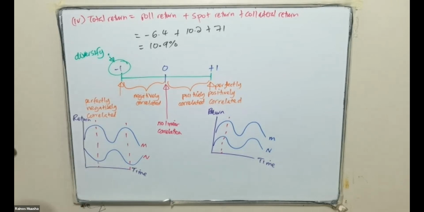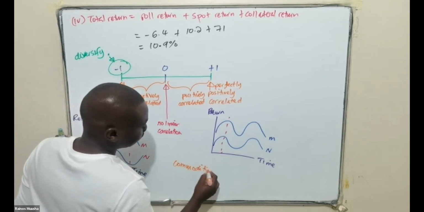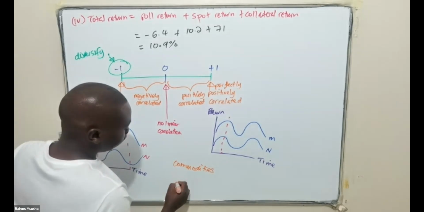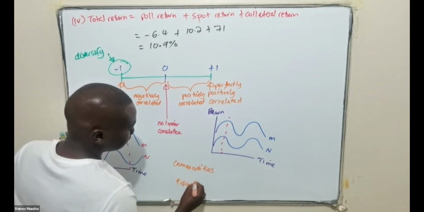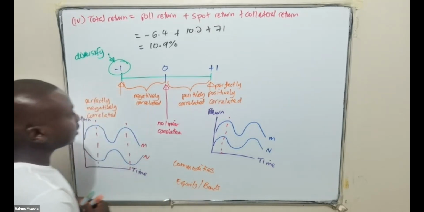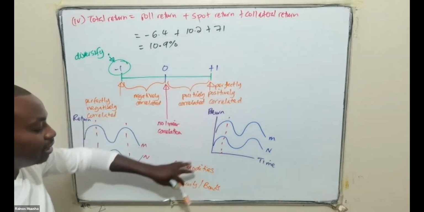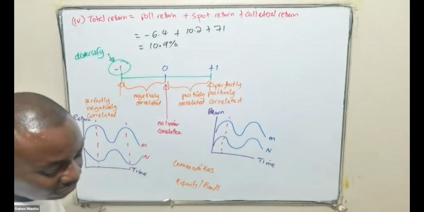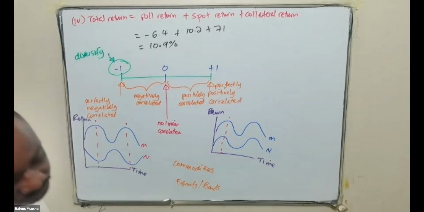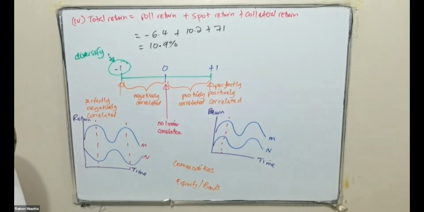So when you look at the returns of commodities compared to the returns of equity or bonds, you see that their correlation coefficient is not necessarily +1. Their correlation coefficient is a lot less than 1. And because their correlation coefficient is a lot less than 1, it means that you are able to get some diversification benefits.